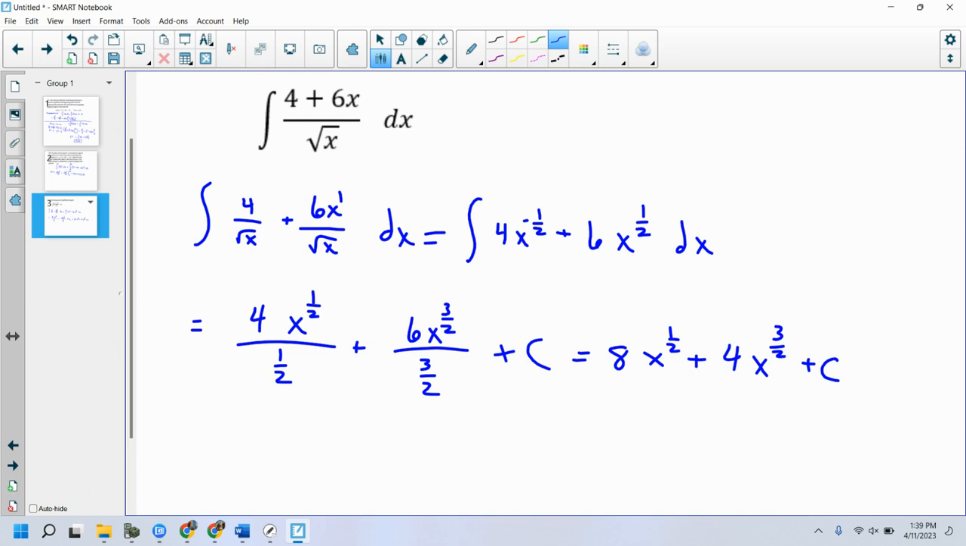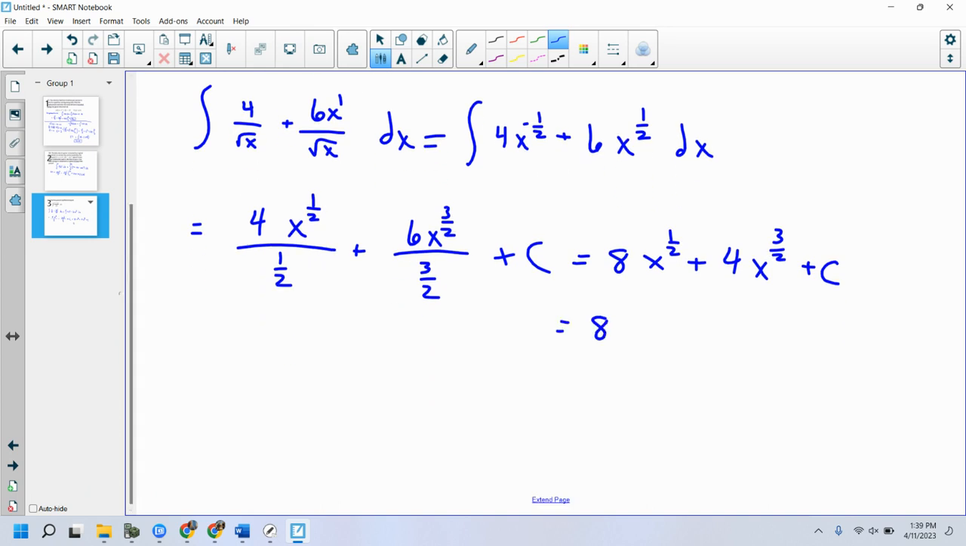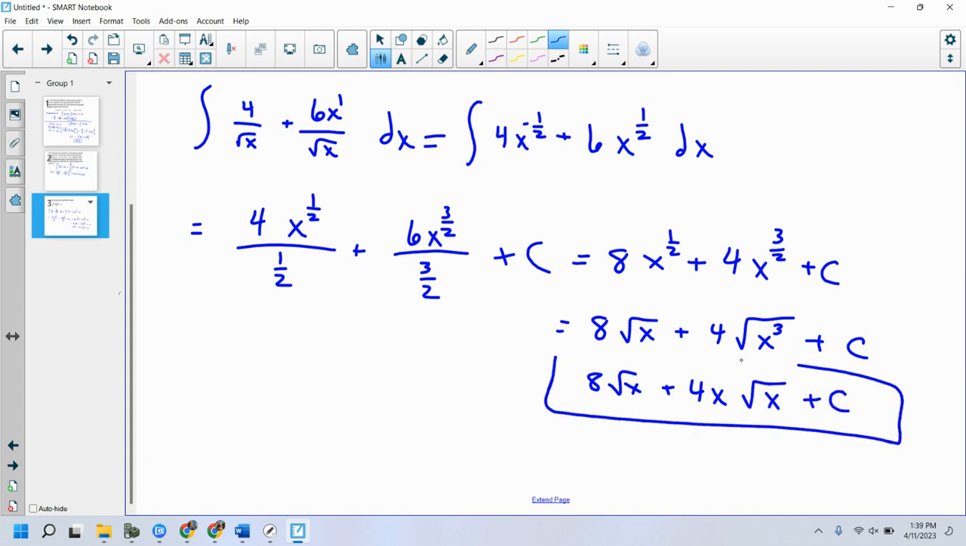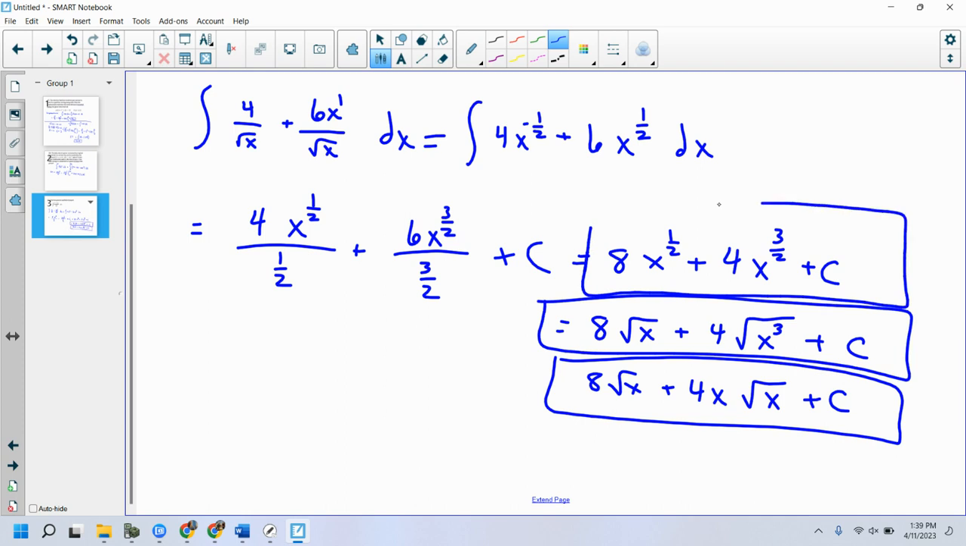But isn't the problem given to me not in fraction, but radical form? So let's put it back into radical form. 8 radical x plus 4 radical x to the third plus c. And honestly, that could even be reduced. That's an acceptable answer, that's an acceptable answer, or that's an acceptable answer. Either one of those are fine. If I was being really nitpicky, I'd say you've got to give me the bottom, but whatever. Honestly, that's just algebra, right? This is the calculus.